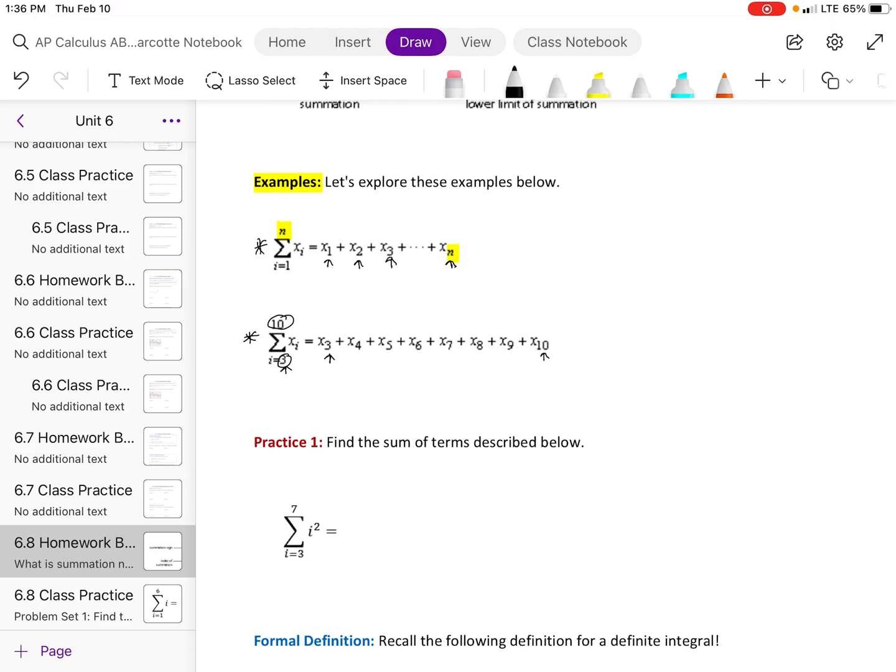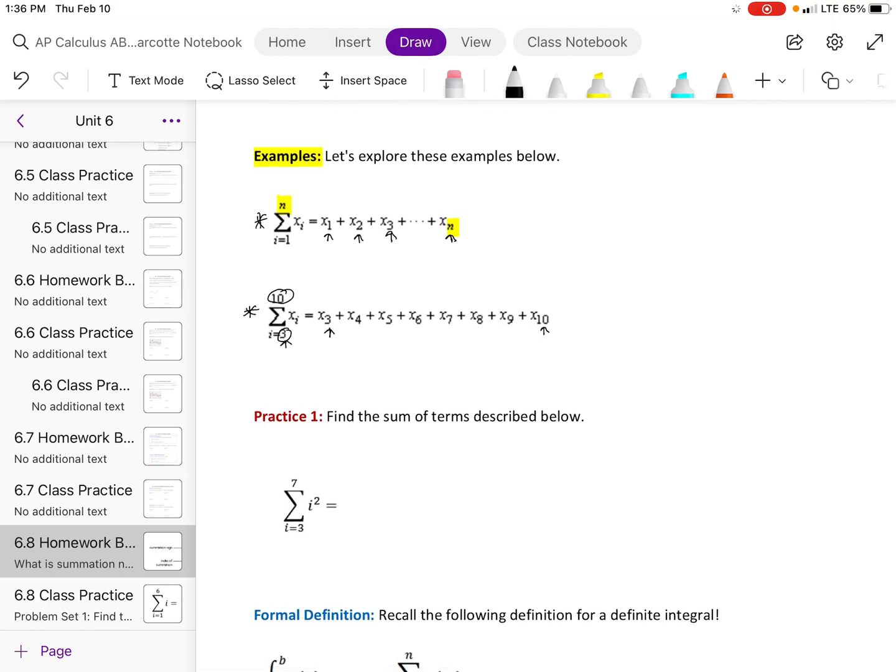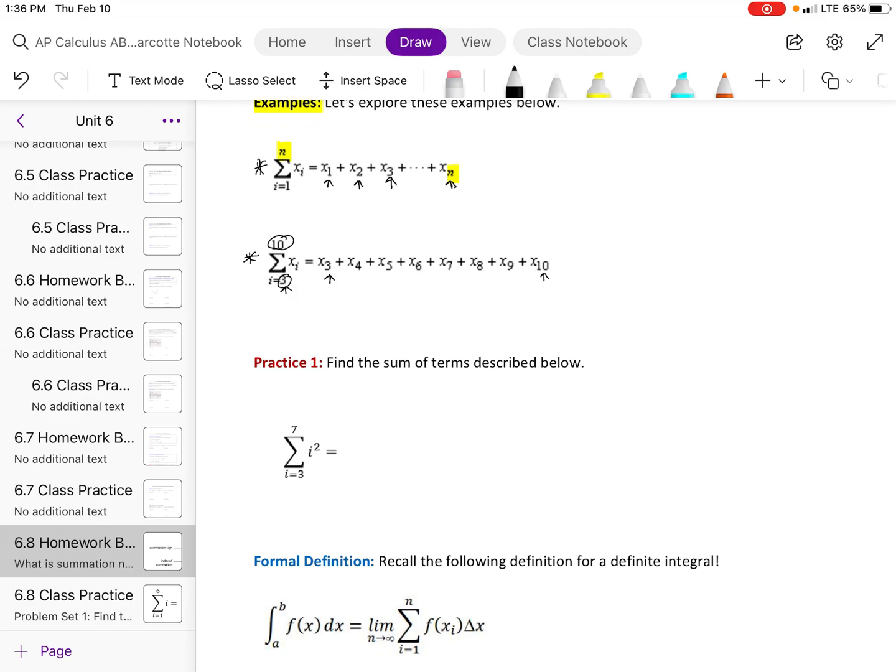So now let's do this example out in practice 1. It says find the sum of the terms described below. So what this means is I need to start with 3 when I'm replacing in for i, and then I need to end with 7. So I'm summing from 3 to 7 of i squared. So I'm going to plug in 3 for i. So I should get 3 squared plus the next term. So now I go to the next whole number, which is 4 squared, plus the next whole number, which is 5 squared, plus 6 squared, plus, and now I stop at 7 squared because I need to end at 7.